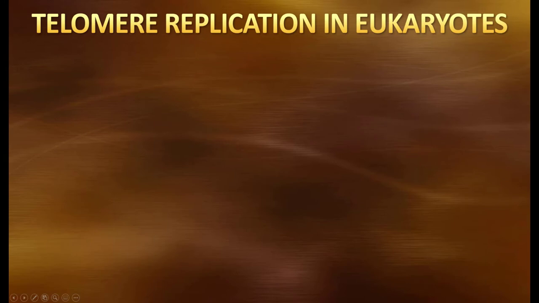Now we want to talk about the replication of telomeres in eukaryotes. Telomeres are the ends of the chromosomes. So clearly this is not an issue in prokaryotic cells that have circular chromosomes. But when you have linear chromosomes, telomere replication can be an issue.